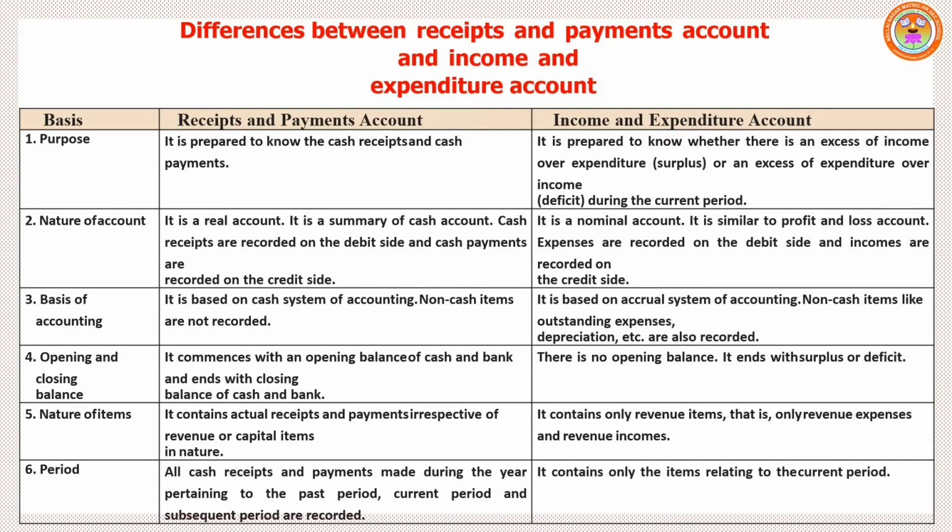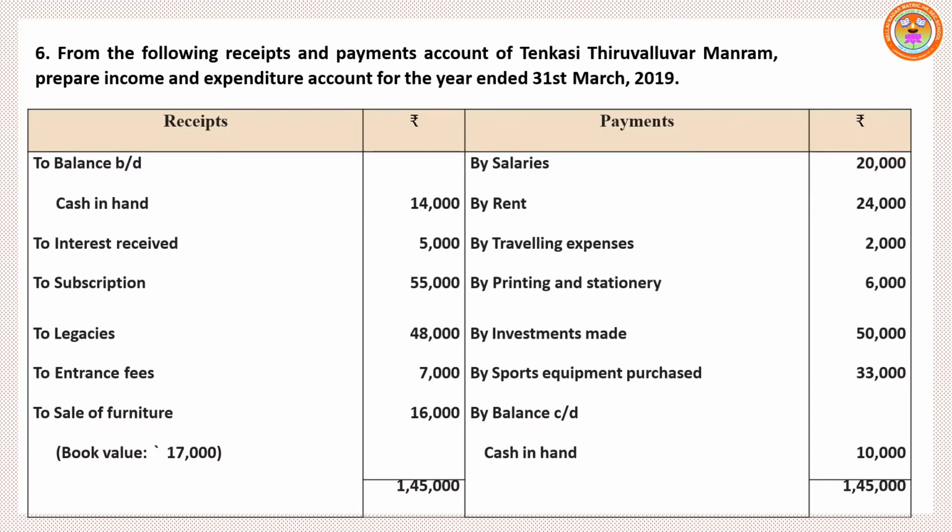Just read the question. Sum number 6. From the following receipts and payment account of Tenkasi Thiruvalluvar Mandram, prepare income and expenditure account for the year ended 31st March 2019. So they asked us to prepare income and expenditure account, whereas the question will always be given in the form of receipts and payments. So before preparing the answer, we should recall the norms. What are the norms to be followed while preparing income and expenditure account?